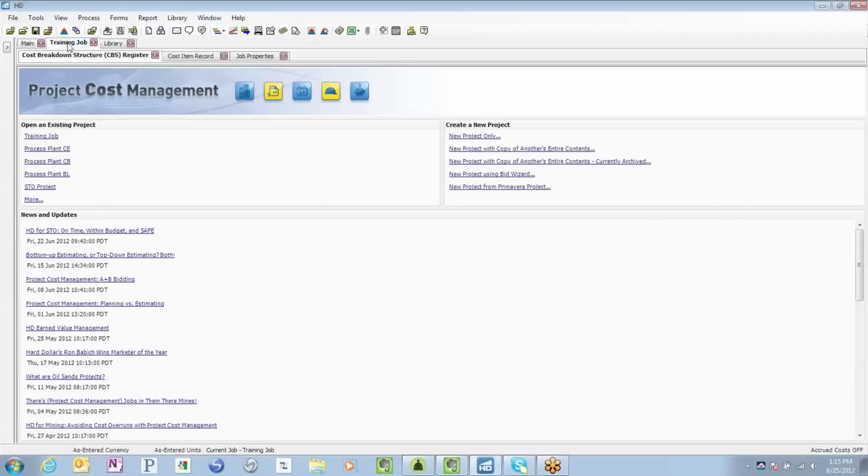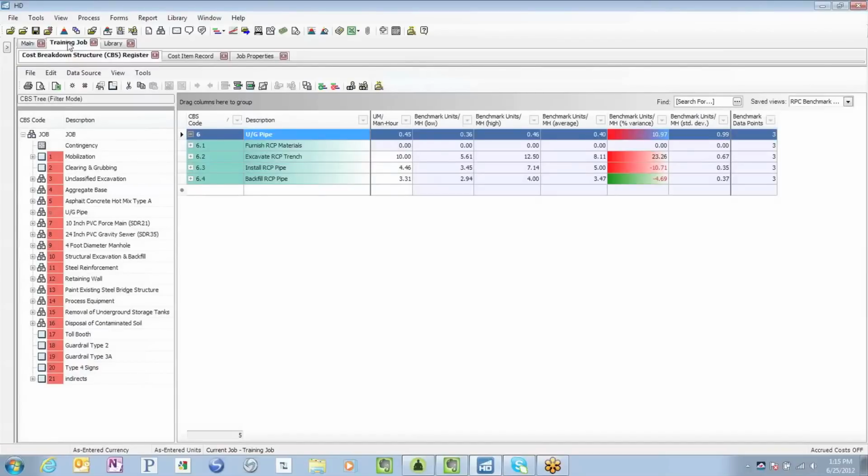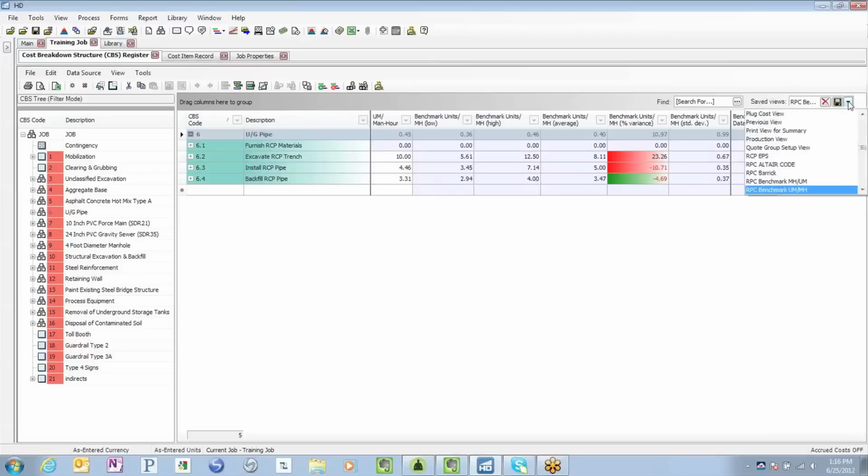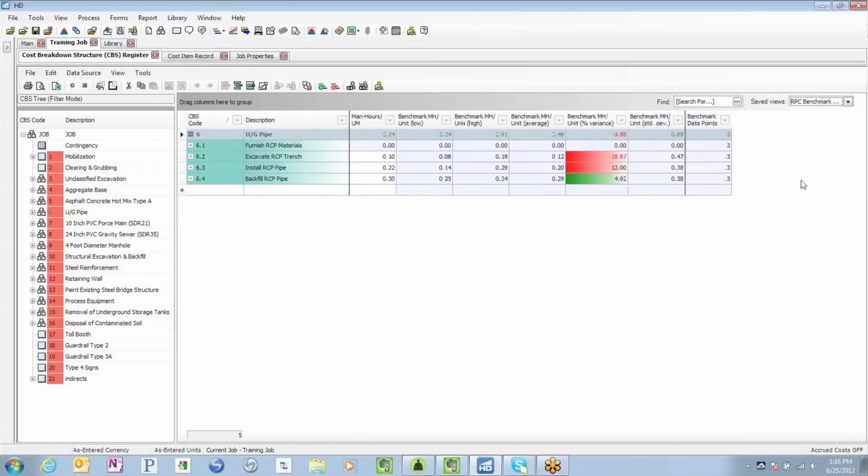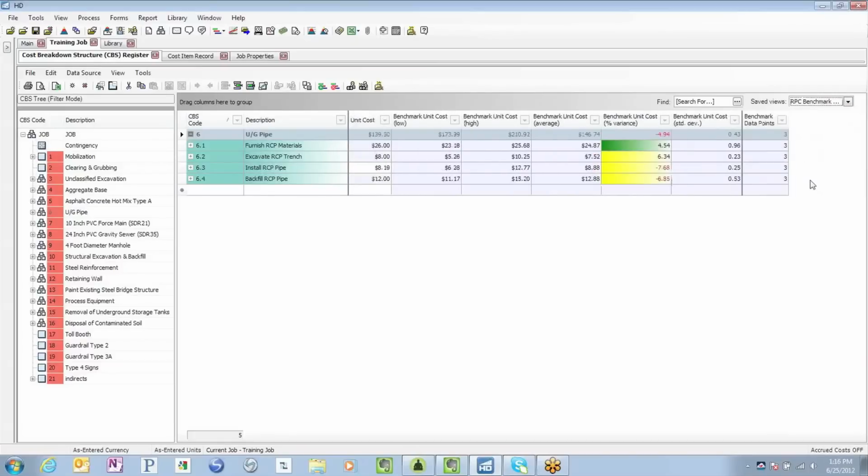Using a small data set, let's first review how one can have clear and direct access to the benchmark information from a project level. In a single screen, HardDollar's cost breakdown structure, and using HardDollar's user-defined views, users can quickly toggle to review the benchmark information, including unit cost, or in this case, we're looking at units per man hour, maybe man hours per unit, or unit cost.